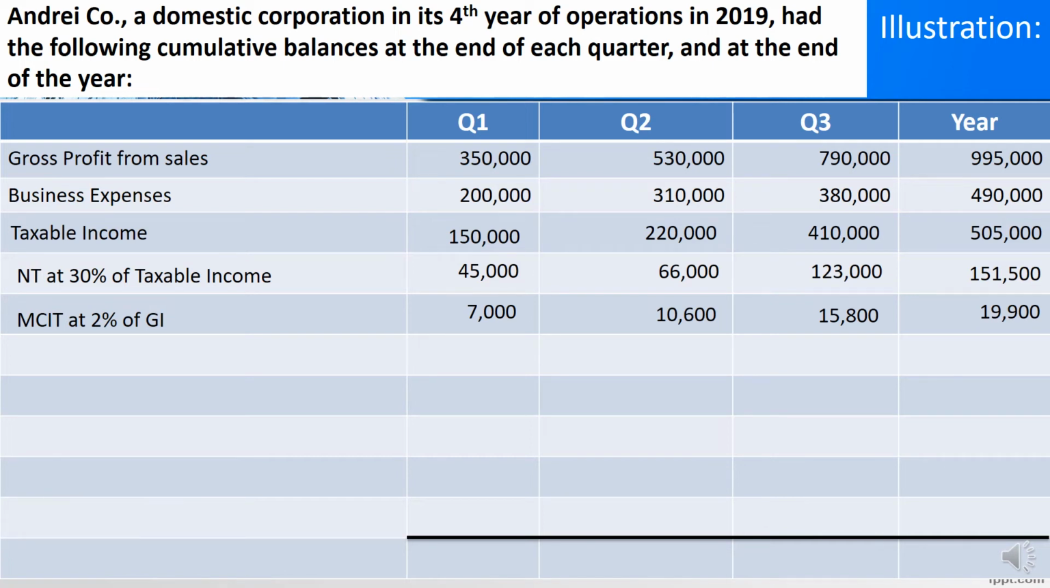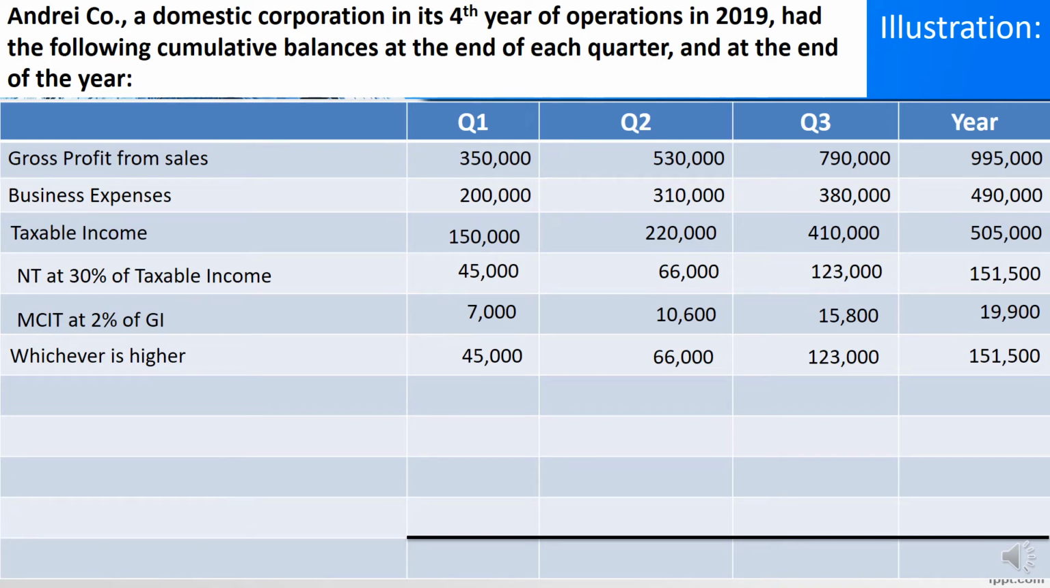After computing the normal income tax and the minimum corporate income tax for the quarterly and annual income tax returns, let us now determine which is higher in each of the quarterly and annual income tax returns. For the first quarter, the normal tax of 45,000 is higher. For the second quarter, again, the normal tax of 66,000 is higher. For the third quarter, normal tax of 123,000 is higher than the MCIT. And for the annual income tax return, normal tax of 151,500 is higher than the MCIT of 19,900.